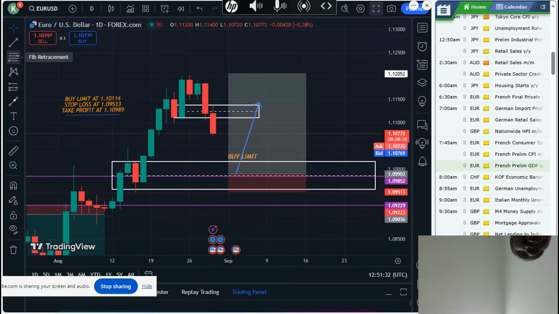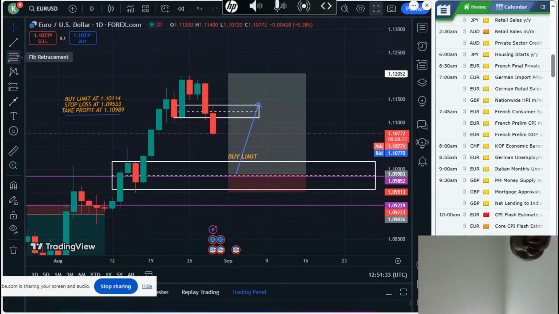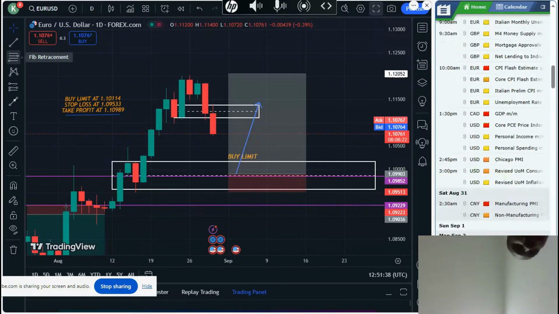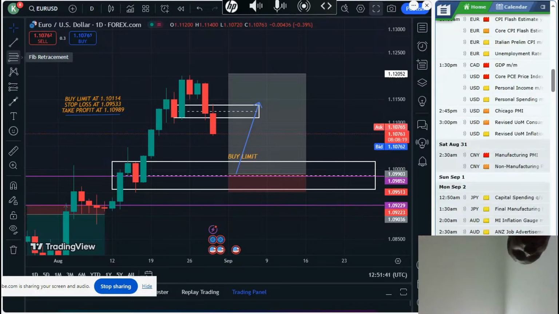These pending orders we are setting could activate even tomorrow, could activate today, right in front of you. This is a daily time frame, so this market would activate anytime. So please don't close your pending orders till I say so.